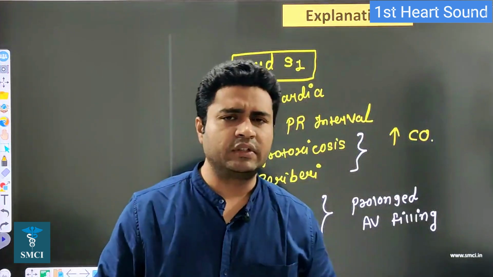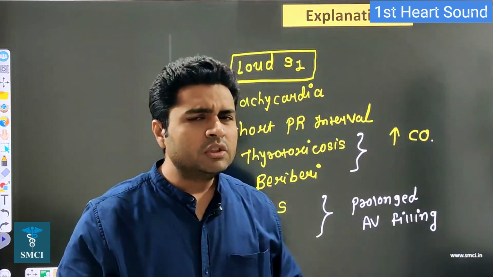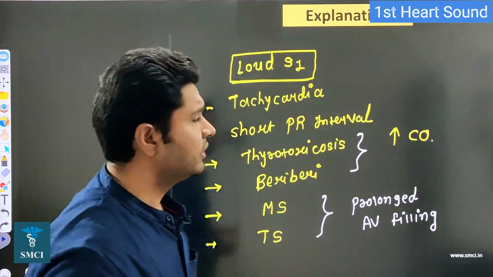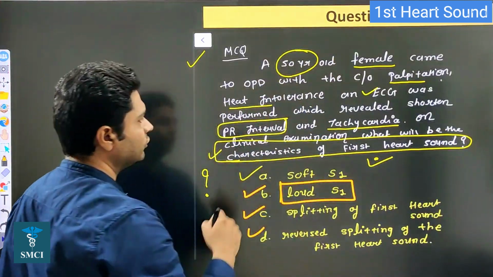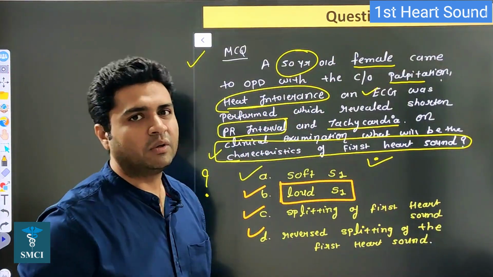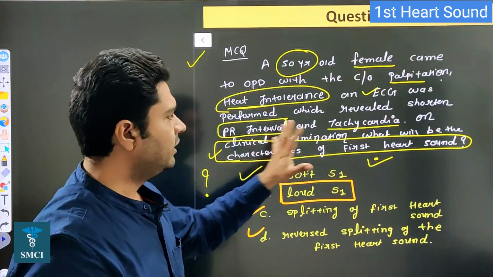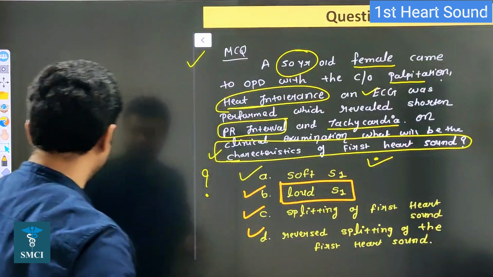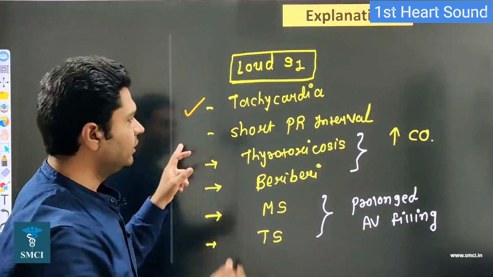Our MCQ is answered. But let's understand some more about the S1 sound. What are the other conditions in which the S1 sound is loud? If you have noticed, the female also had heat intolerance. In summer, everybody has heat intolerance, but the case is going towards thyrotoxicosis, in which there is tachycardia and the PR interval is shortened. So tachycardia also will produce a loud S1.